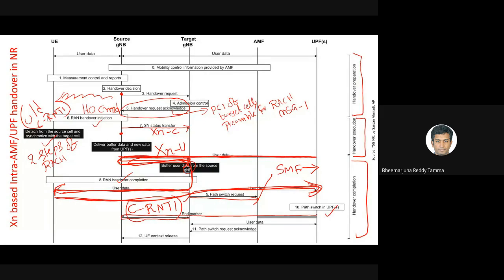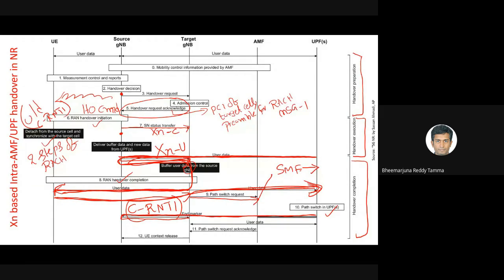It is sending a marker packet. Basically, a marker packet is a special packet constructed by the UPF, informing the source gNB that it is not going to send any more data for this particular user. That is the meaning of sending the marker packet. The marker packet is conveyed using the traditional old route to the source gNB.